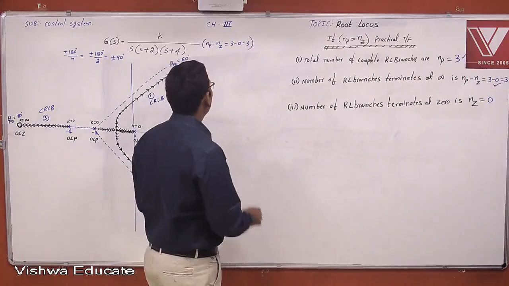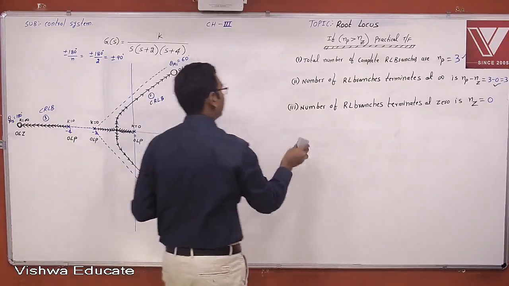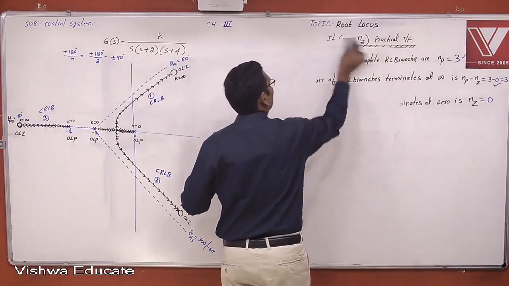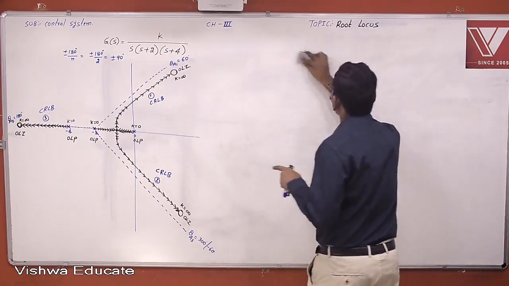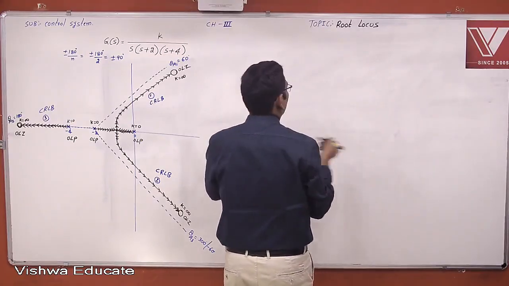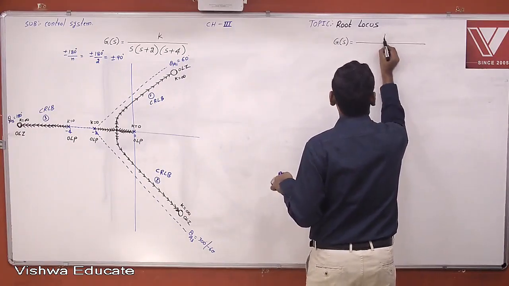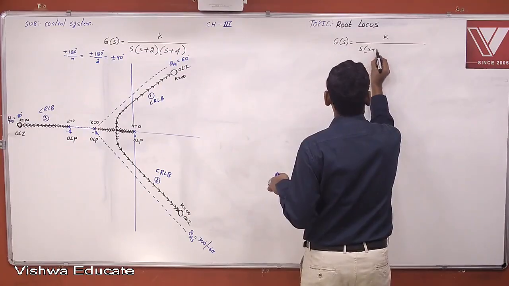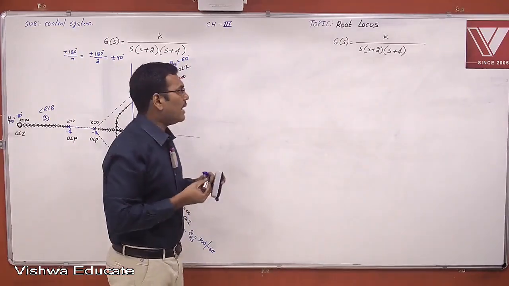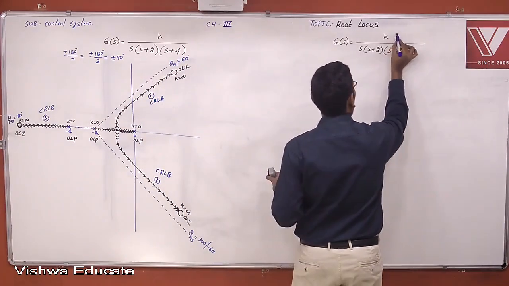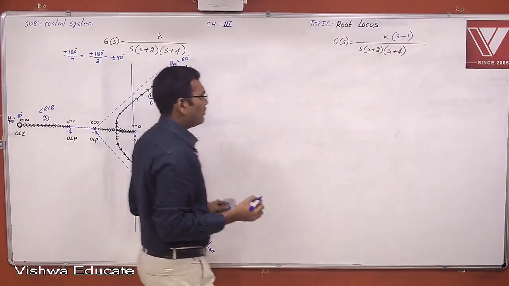Before that, see here in this particular problem, these are very, very important points. Now, this is the open loop transfer function G(s) equal to K by s into (s plus 2) into (s plus 4). Same problem. Now I just add 1 0. Same problem, I just add 1 0. Then what happened? Now we'll see.